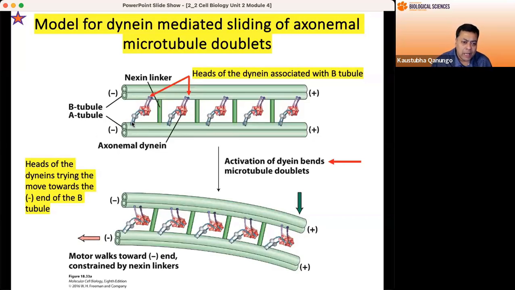So what you are seeing is that dyneins are associated all throughout the length of these doublets, at the base right here. And these are the heads associated with the A tubule of the next one.